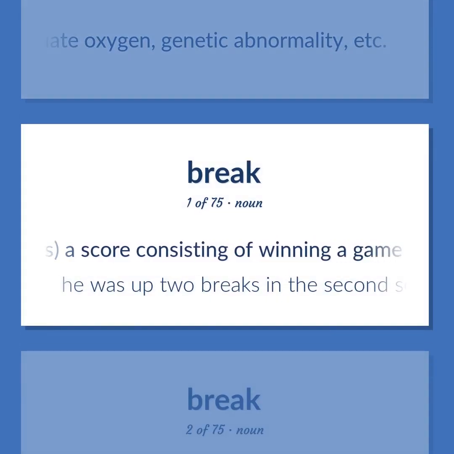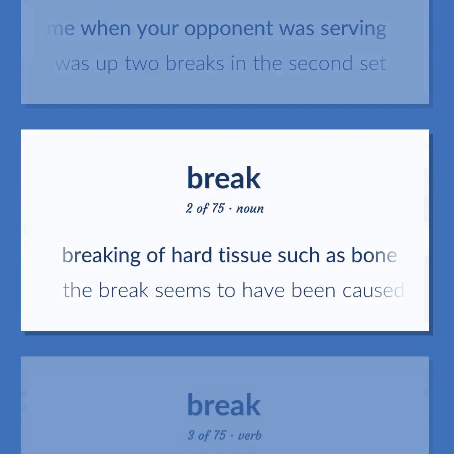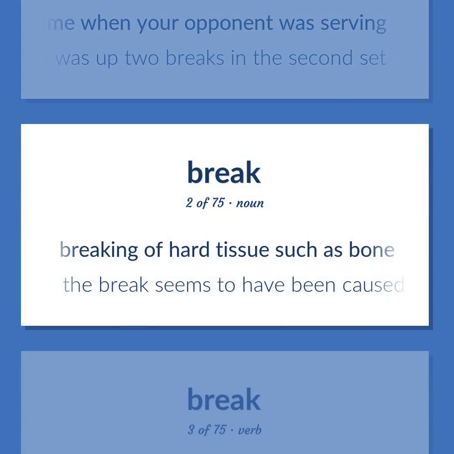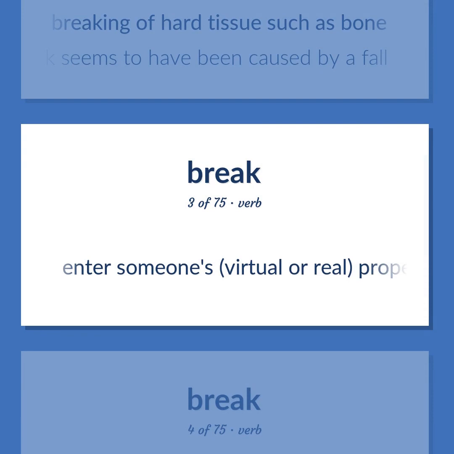Tennis. A score consisting of winning a game when your opponent was serving. He was up 2 breaks in the second set. Breaking of hard tissue such as bone. The break seems to have been caused by a fall. Enter someone's virtual or real property in an unauthorized manner, usually with the intent to steal or commit a violent act.